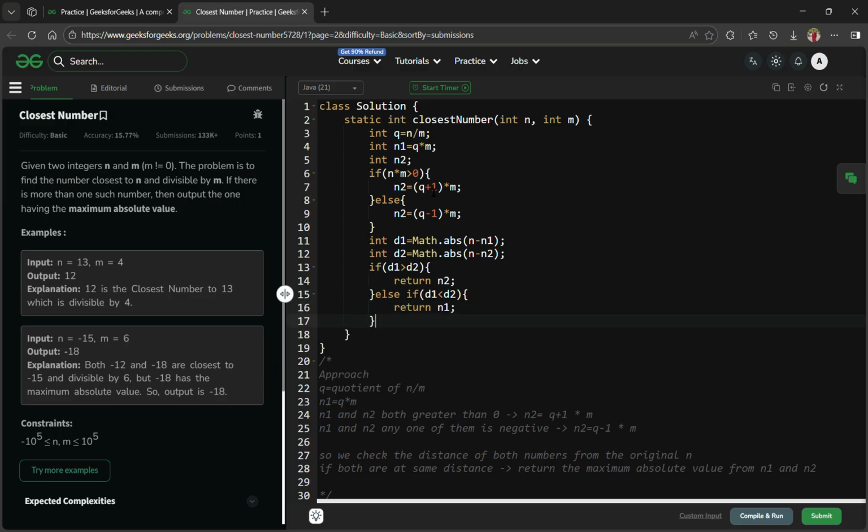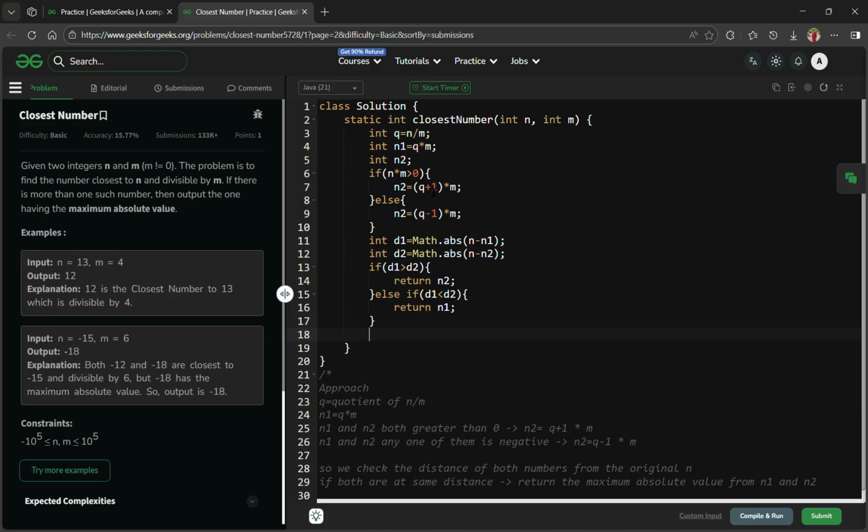That's it. If both are equal, then return Math.max of absolute value of n1 comma absolute value of n2, the closest number. So that's it.